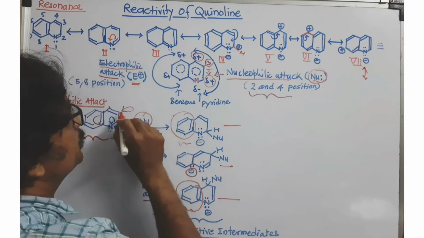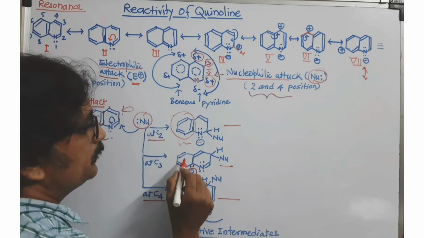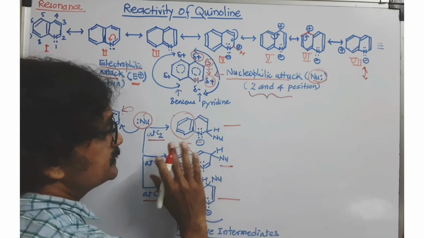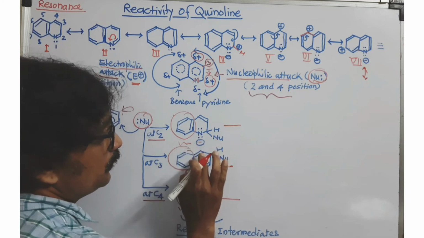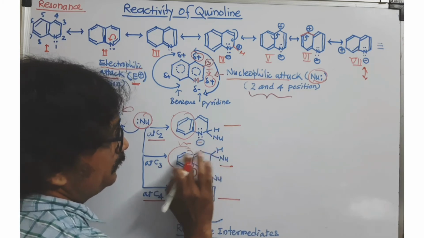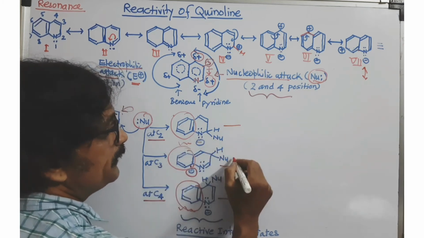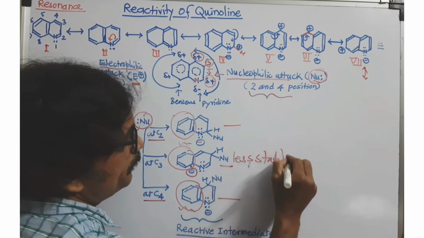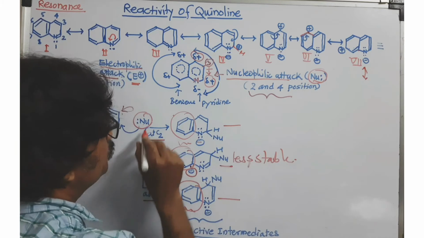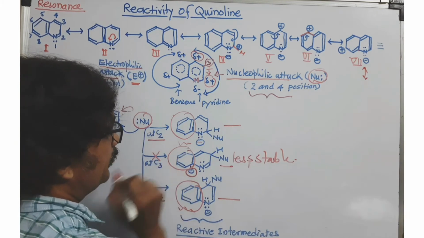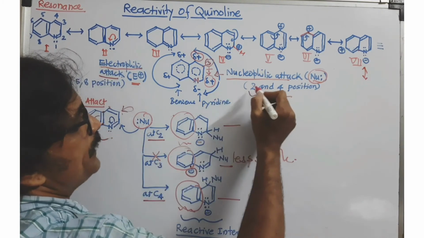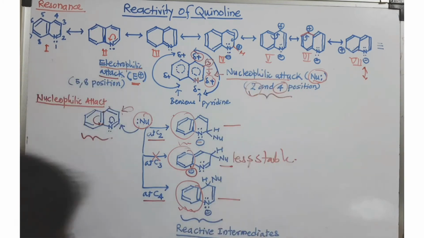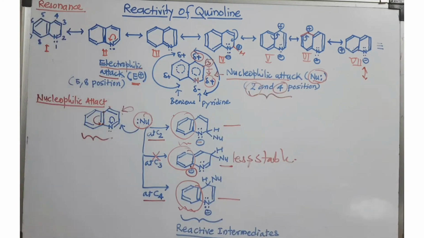If I attack the nucleophile at carbon number 3, the aromatic center, the benzene ring, is disturbed. There is no aromatic ring present in the reactive intermediate. That's why this is less stable, and less stable is not favorable. Because of that, the nucleophile will not attack at carbon number 3, and that's why I mentioned nucleophilic substitution takes place at carbon number 2 and carbon number 4. That's it. Thank you.